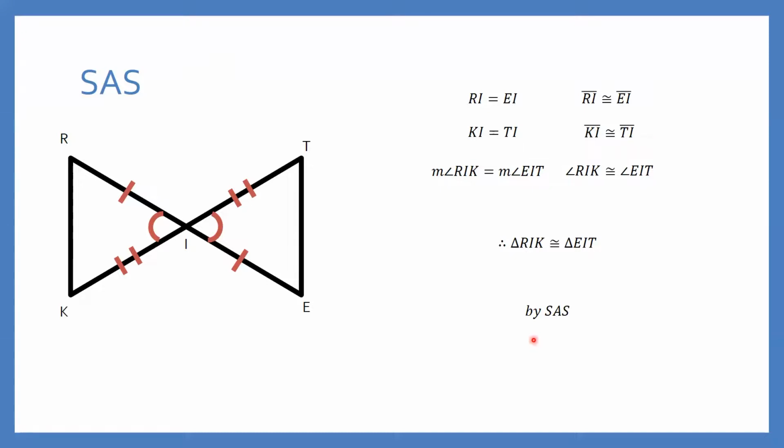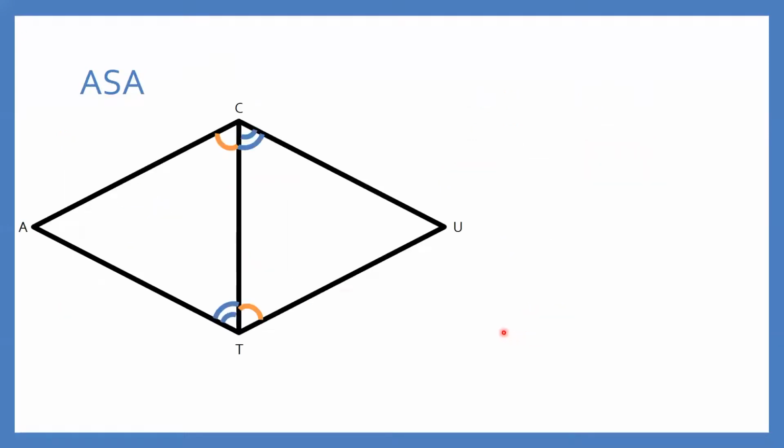Okay, now let's go with the next postulate. The next postulate is known as angle-side-angle. In this case, there is an included side. It tells you that if two angles of a triangle have an equal measure to the corresponding angles of the other triangle, and the included side has an equal measure, then it could be proven that the triangles are congruent.